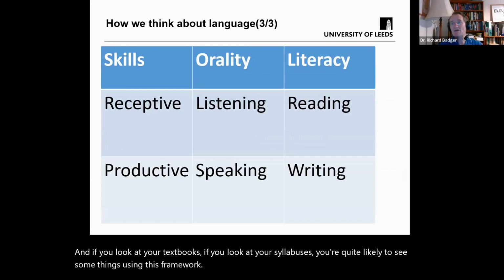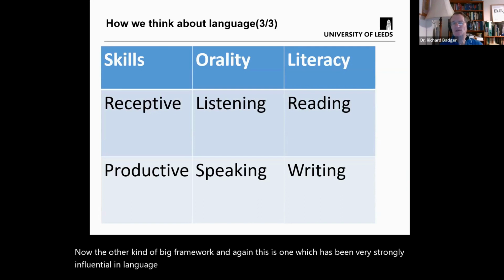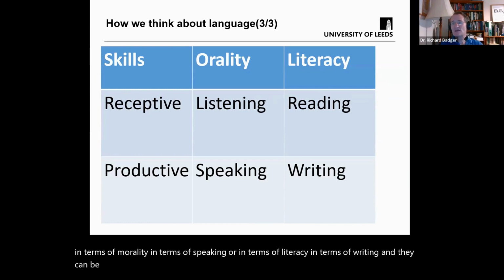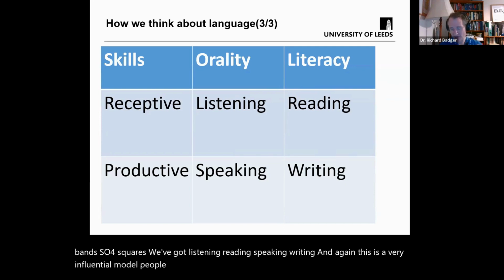Now, the other big framework, and again, this is one which has been very strongly influential in language teaching, is in terms of skills. So we have skills which we can talk about in terms of orality, in terms of speaking, or in terms of literacy, in terms of writing. And they can be either receptive or they can be productive. And so this gives us four bands, so four squares. We've got listening, reading, speaking, writing. And again, this is a very influential model. People use this a lot in language teaching.